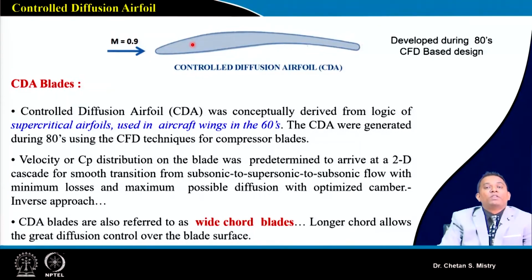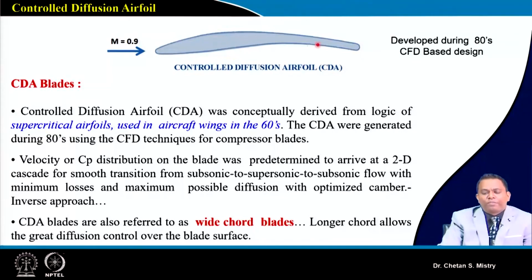And as I used to say, this is coming as proprietary work. All engine manufacturing companies have a whole lot of database already available with them, and even as of today they are developing new kinds of aerofoils to meet their specific requirements, and all of those are of a proprietary nature. So this is an innovative way of developing blades.